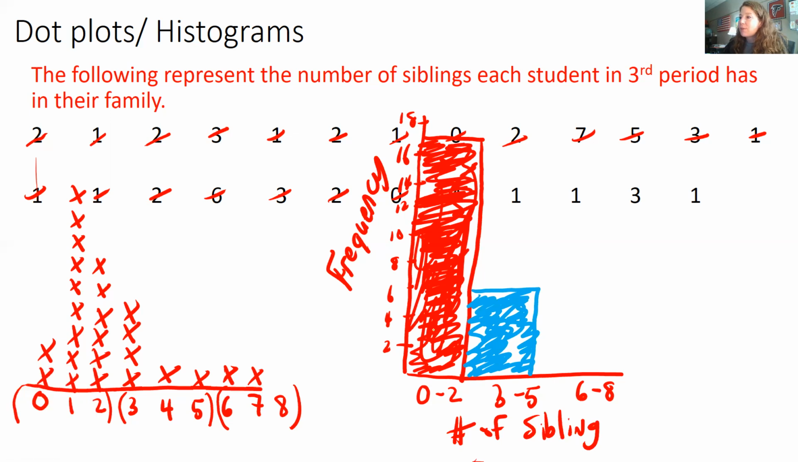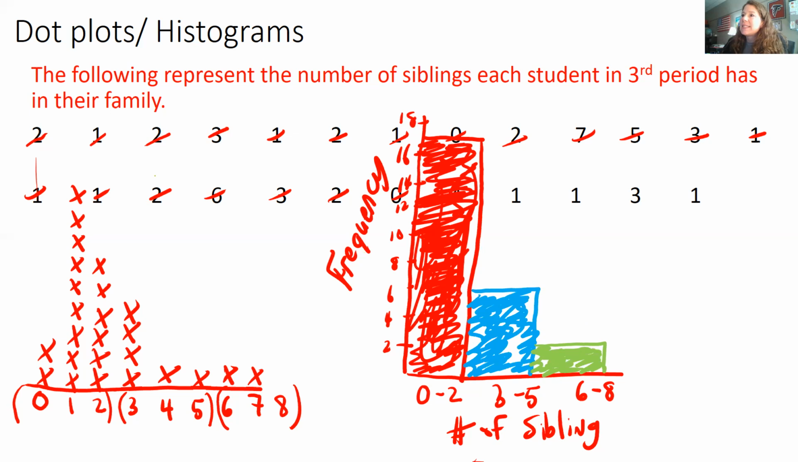So we'll do light green. All right, and these should be better spaced out on the bottom too, okay? So my histogram looks a lot like a bar graph. The bars are touching. On the bottom, we have intervals of numbers. On the y-axis, we have frequency.